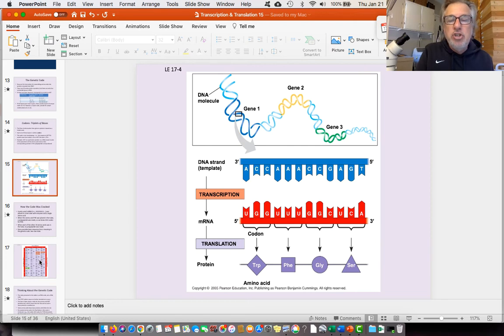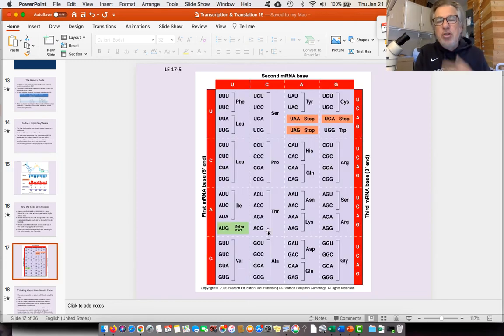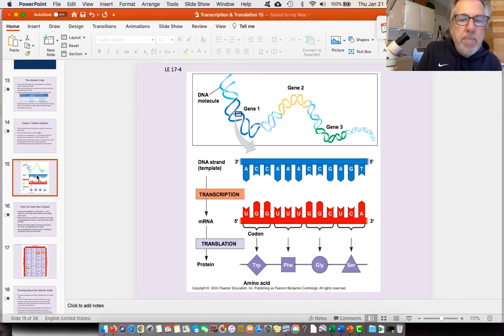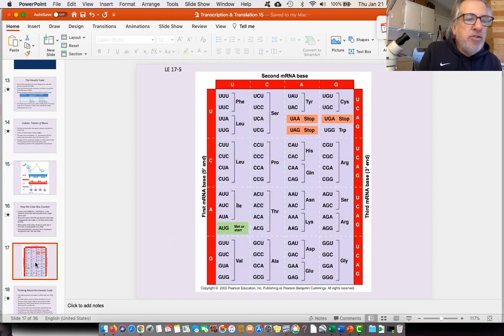This is the famous genetic code, and on any test, you'll get a copy of this genetic code that you can use to figure out what's going on. So, now, let's take a look at the genetic code for a second. Let's go back to the genetic code.